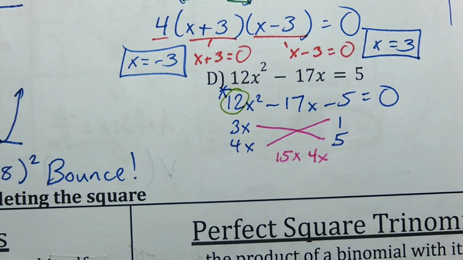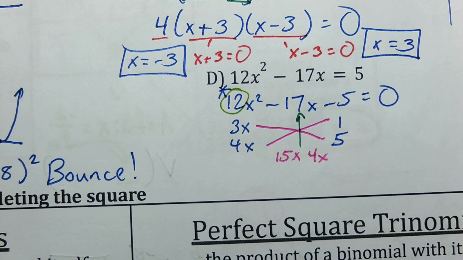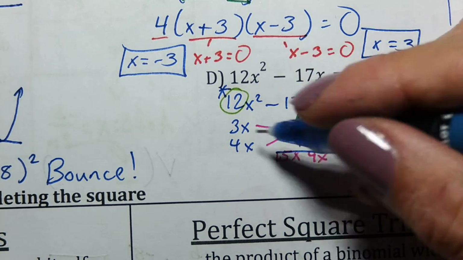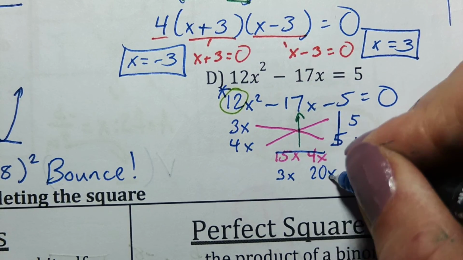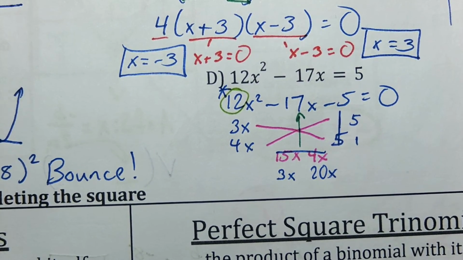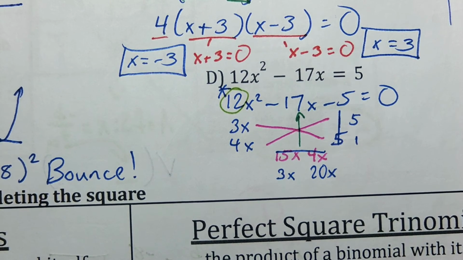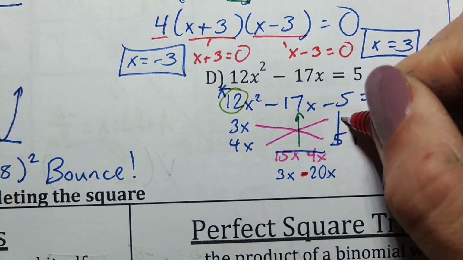Did that work to give me a sum of negative 17x? Nope. I'm going to flip the order. Let's try 5 and 1. 3x and 20x. And oh, thank goodness. Only took us 2 tries. Folks, what do I need to do to these so that I get negative 17 for the sum? Make the 20 negative, which means making the 5 negative.